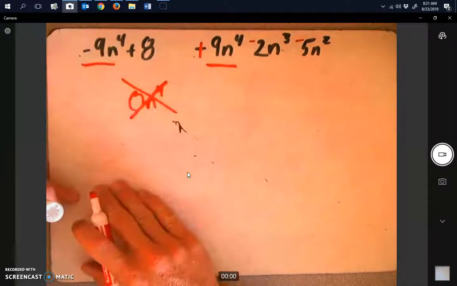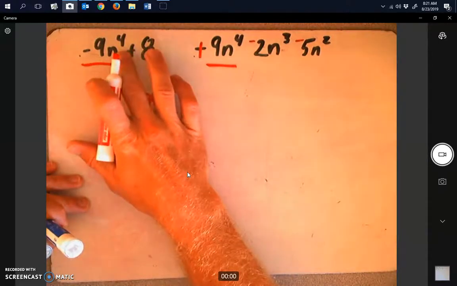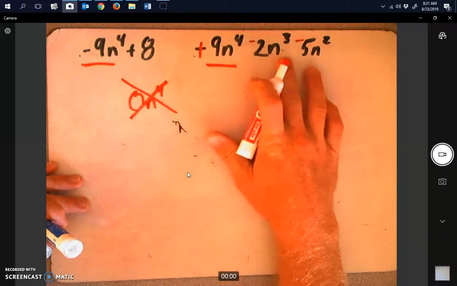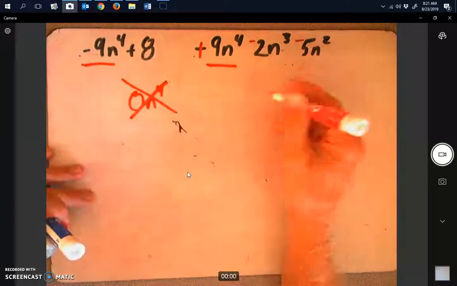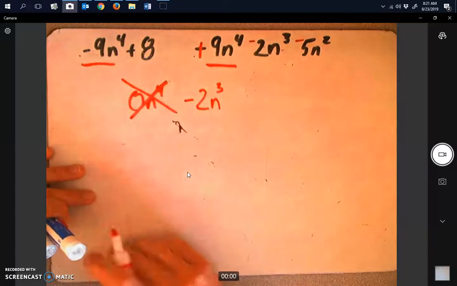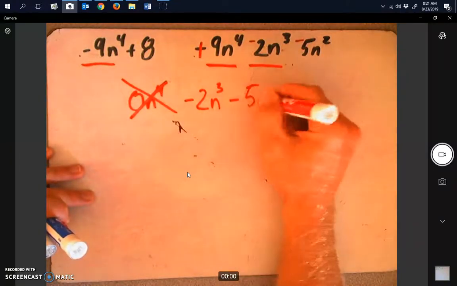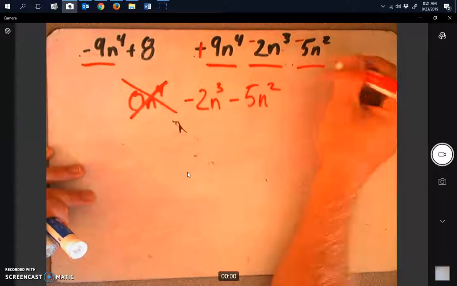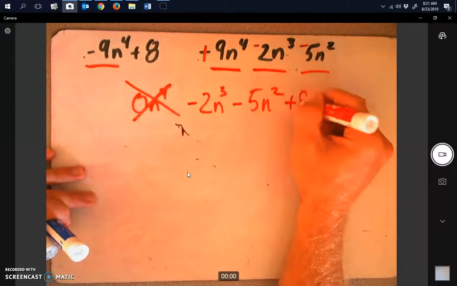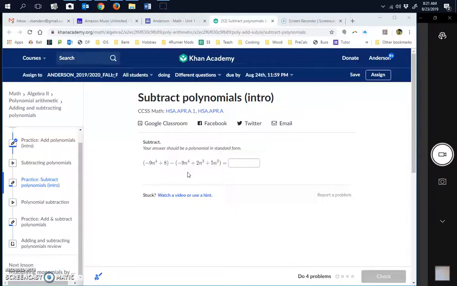Going down to write in standard form, we're looking at our exponents. So we have a 4. Our 3 is here. It's negative 2n to the third. No other exponent with a 3 on the n. So that one's done. Squared. And then finally we have our constant is last. So our answer is negative 2n cubed minus 5n squared plus 8.